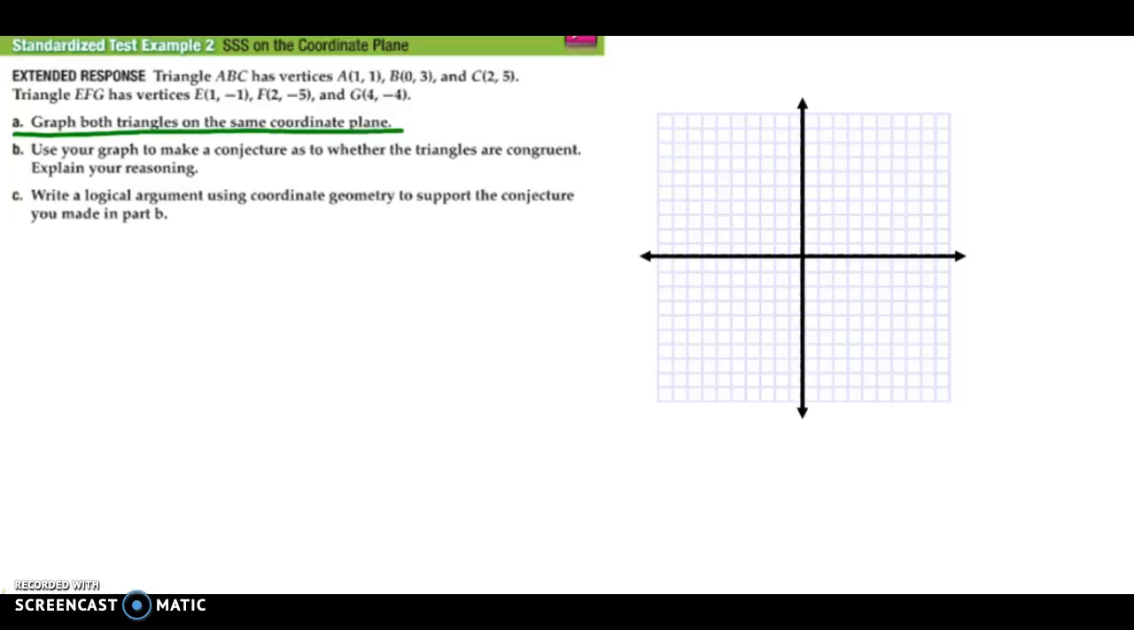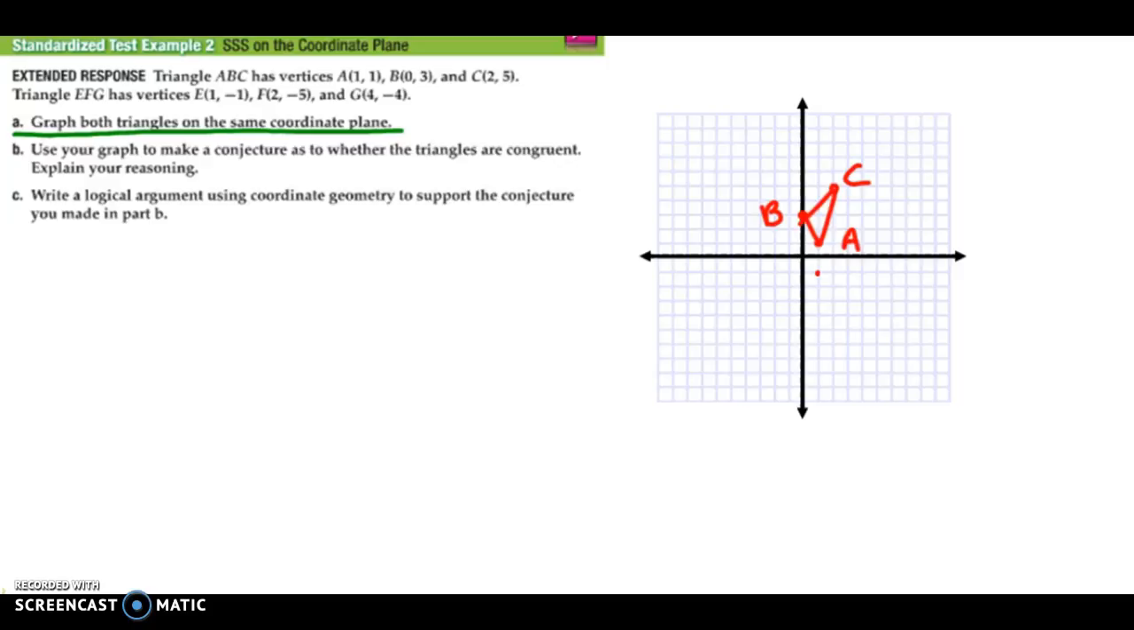Okay, so we have our coordinate plane in our notes. Let's do that. So A is at 1, 1. That's A. B is at 0, 3. And C is at 2, 5. There's C. Okay, so here's my triangle right here. I'll redraw it real quick, but it's already in your notes. 1, 1, 0, 3, 2, 5, right there. A, B, C.